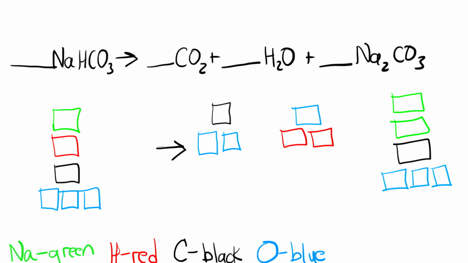When we have built these atoms or put these representations down, then we can see fairly quickly that we have more sodium atoms on the product side than we do on the reactant side. We have more carbons, we have more hydrogens, and we have more oxygens. So we need to bring in more of these atoms on the reactant side of our equation.